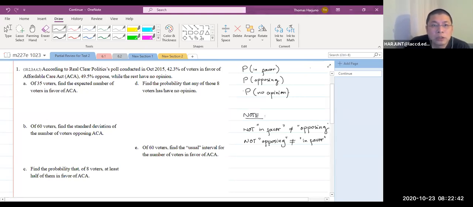According to a Real Clear Politics poll conducted in October 2015, 42.3% of voters were in favor of the Affordable Care Act. That's 42.3%, or in decimal, 0.423. And 49.5% were opposing, that's 0.495. And the ones without opinion will be 1 minus the sum of those two. That equals 1 minus 0.918, that's 0.082.